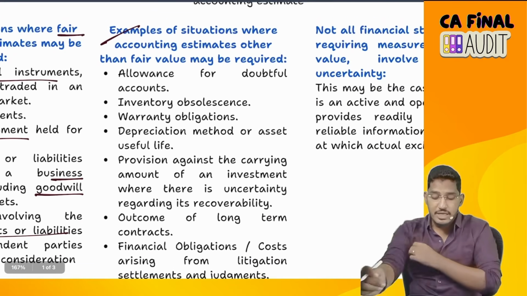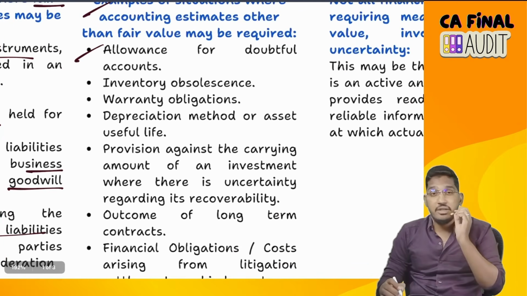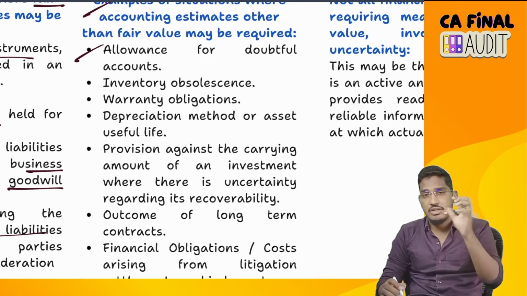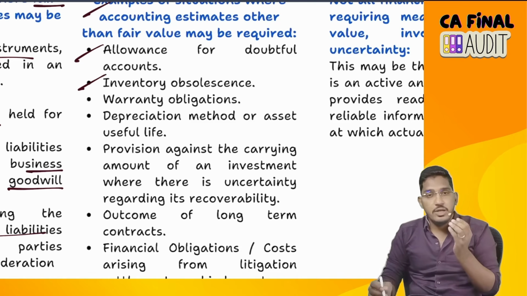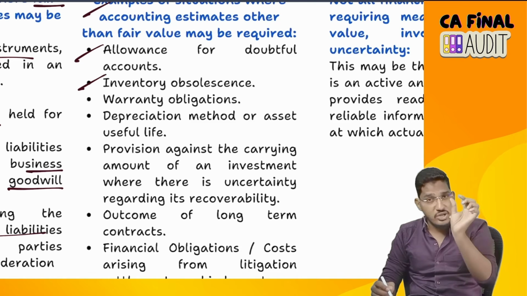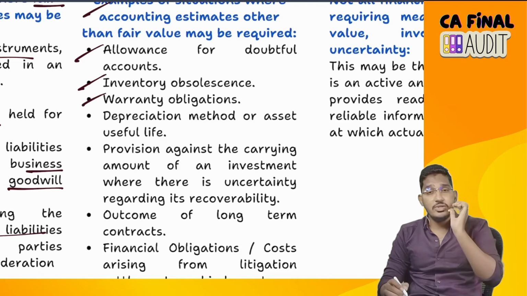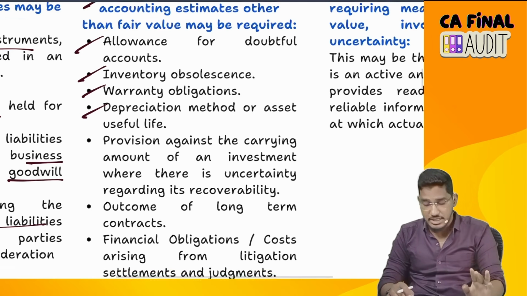Then what are the accounting estimates which do not involve any fair value? For example, if you have to create a provision for debtors, that does not involve any fair value. Out of the debtors, how much the debtors will not be able to repay, that we will determine and create a provision. Is there any fair value adjustment here? No. Inventory obsolescence. How much of your inventory has been damaged? You have to create a provision for inventory obsolescence. No fair value, nothing. Warranty obligations. You have to create a provision for the warranty obligations. No fair value adjustments. Depreciation. In depreciation also there are no fair value accounting adjustments.